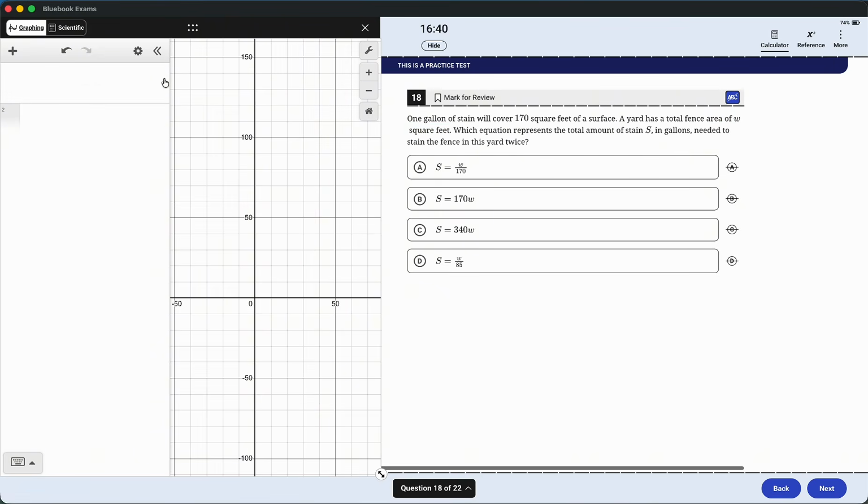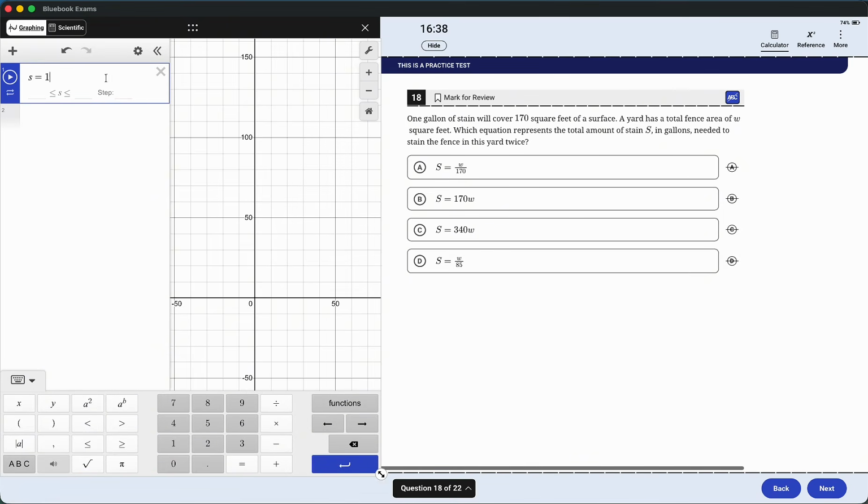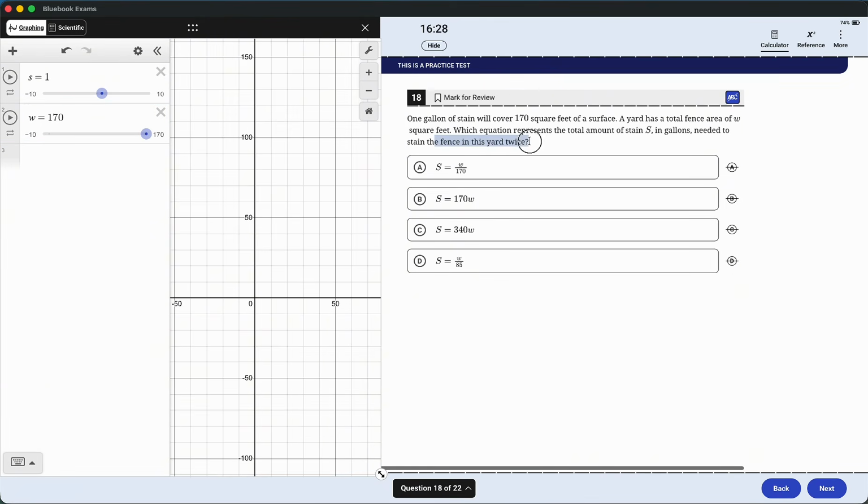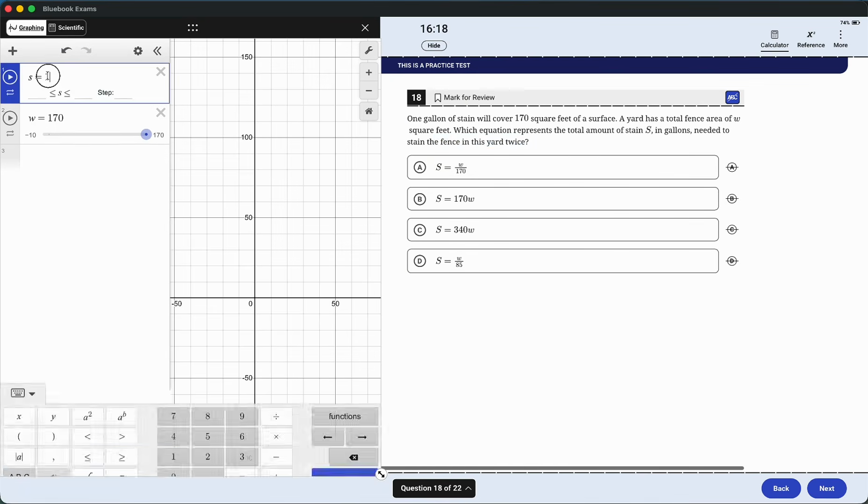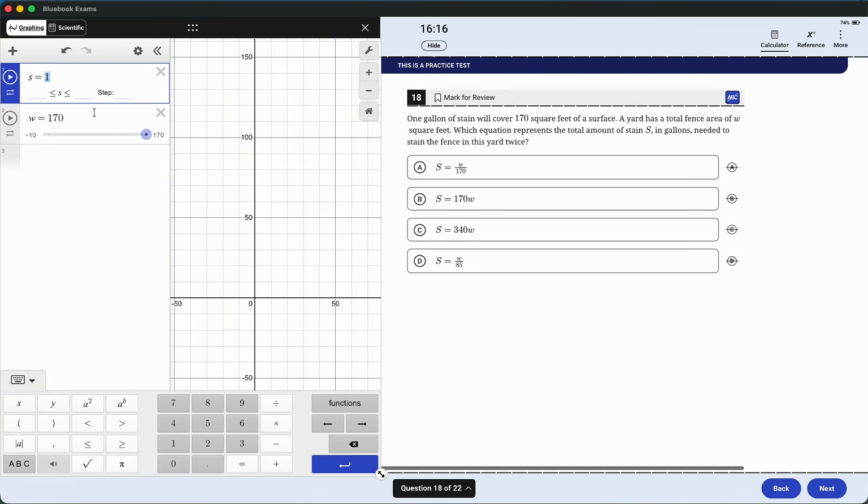And they literally tell you here in the first sentence, S is 1 gallon, right? And W is 170 square feet. But there is one little twist here, right? They sneak it in at the end. It says they want to stain the fence in the yard twice, right? This would paint, 1 gallon would paint the 170 once, right? So if you wanted to paint 170 twice, you would just need twice as many gallons, right? So this is actually the combination I want, right?